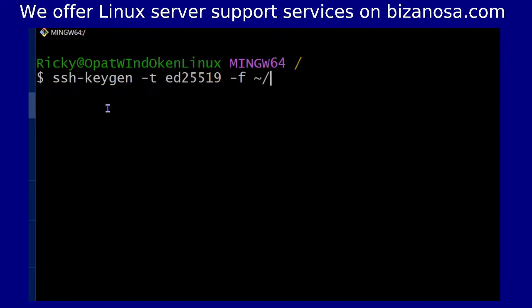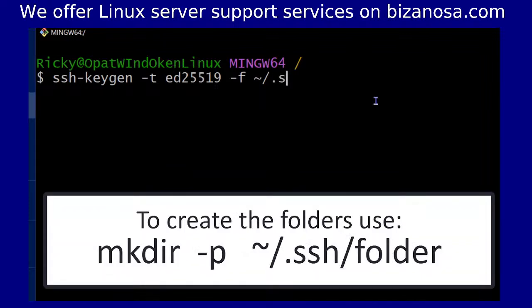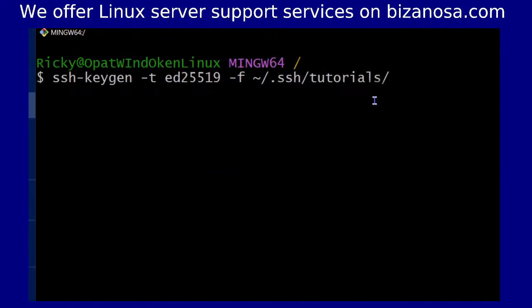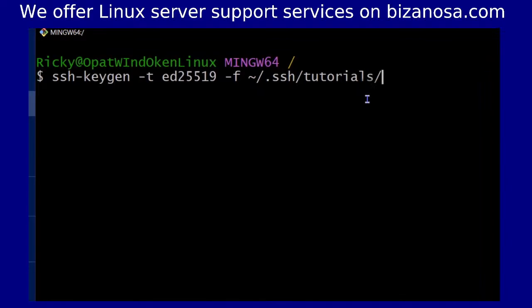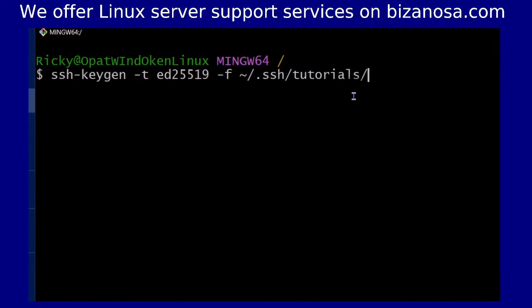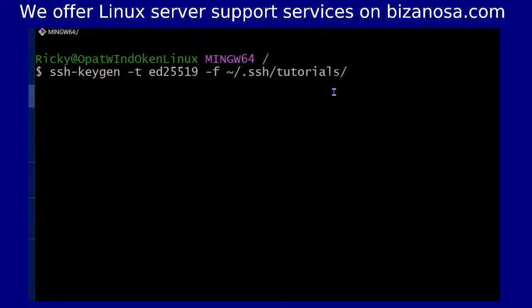So that's my home folder. And then inside of my home folder, there's a folder called SSH. And then inside of the SSH folder, there's a folder called tutorials that I want to use. And then inside of that directory, that is where I'm going to generate my SSH keys.